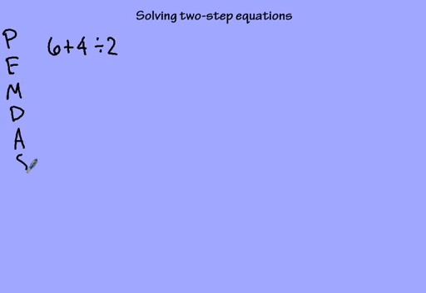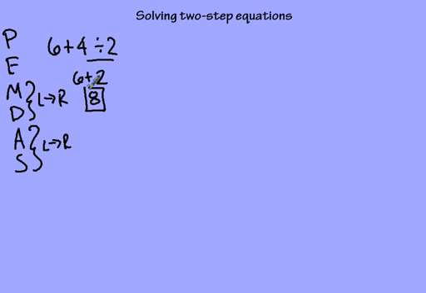P-E-M-D-A-S, or please excuse my dear Aunt Sally: parentheses, exponents, multiplication and division done left to right, and addition and subtraction done left to right. Now this is only used for simplifying algebraic expressions. So we'll take 4 divided by 2, which is 2, and then 6 plus 2, and we'll get 8 as our answer.